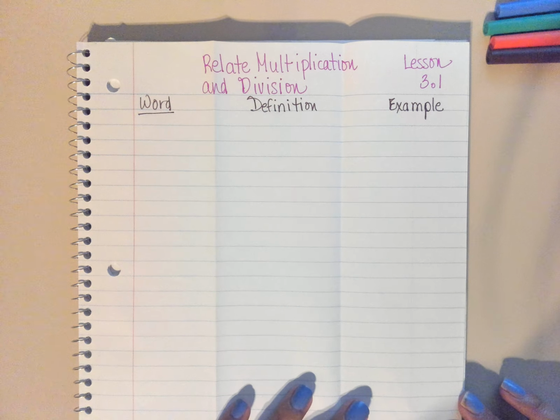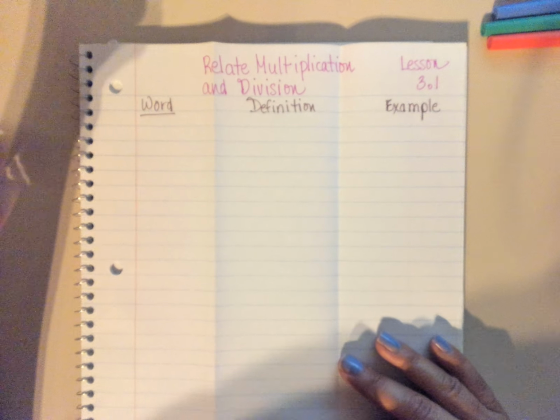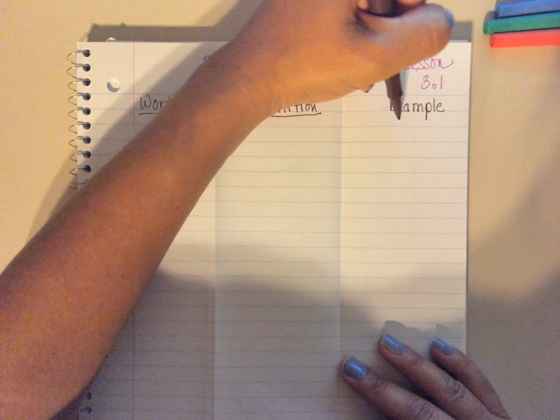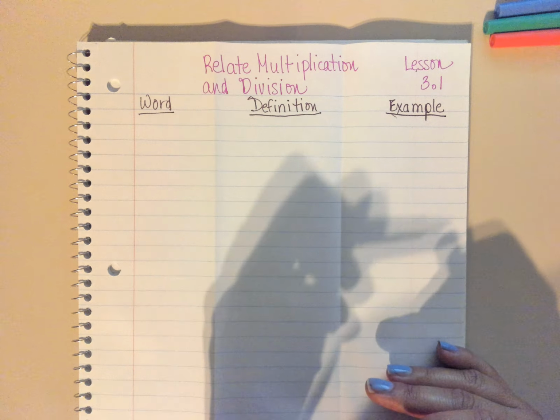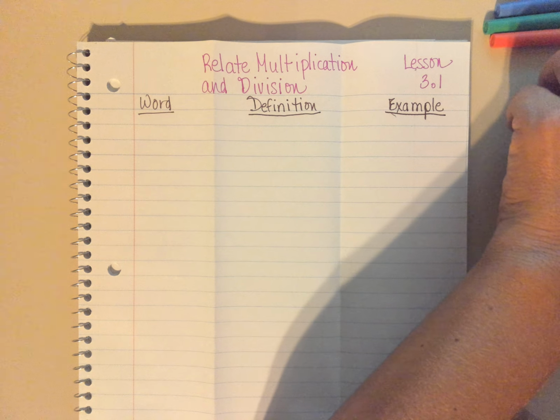Boy, it's blurry. All right, guys, we are now on chapter 3, lesson 1. So this is lesson 3.1. We are going to start talking multiplication and division now. Not sure why the document camera is doing that.